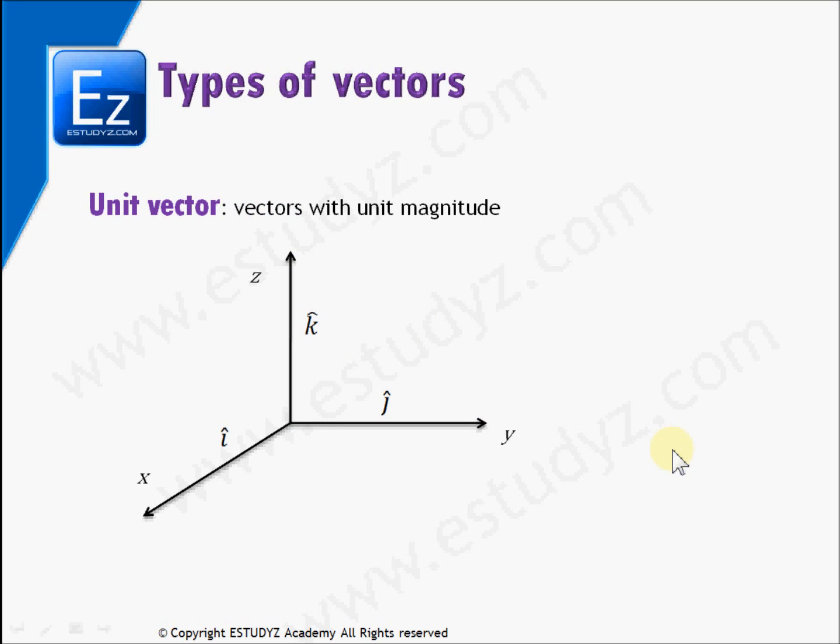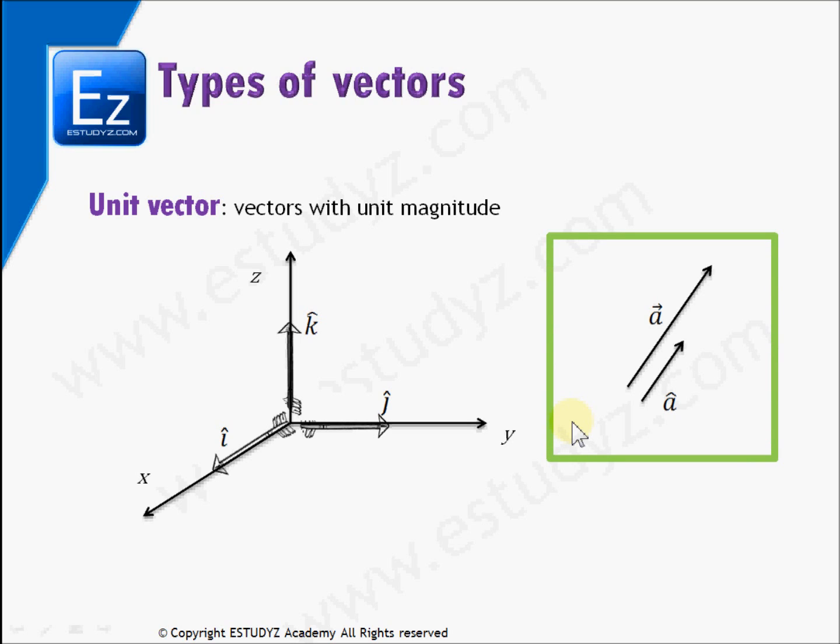Unit vectors are vectors which have unit magnitude and some direction. The standard unit vector along the x-axis is i vector or i roof. Similarly, the standard unit vector along the z direction is k roof, and along the y direction is j roof. This is the unit vector along the i direction, j and k. Any arbitrary vector A can have a unit vector. A roof is equal to A vector divided by its magnitude.